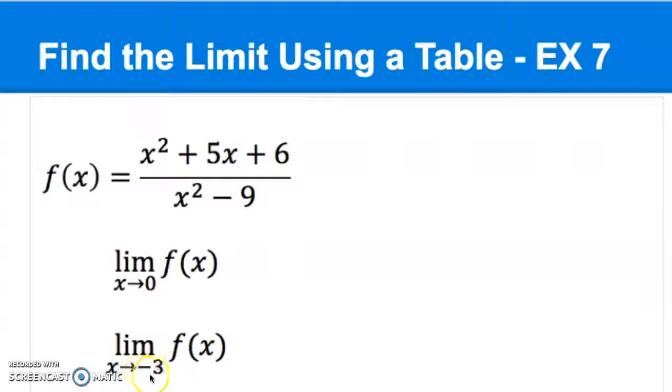If you plug in -3, you'll get +9, -15, and 6. On the bottom, you'll get +9 minus 9, which is 0, so it doesn't work. So here we have an undefined denominator. Well, you can't divide by 0. So we are going to have to factor the top and the bottom and see if we can get rid of this situation that we have in the bottom where we have 0.